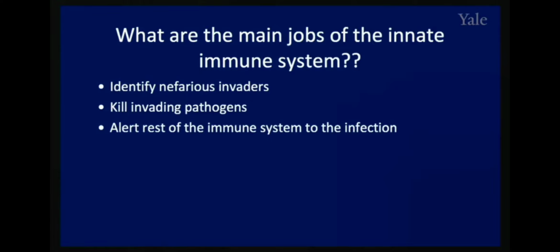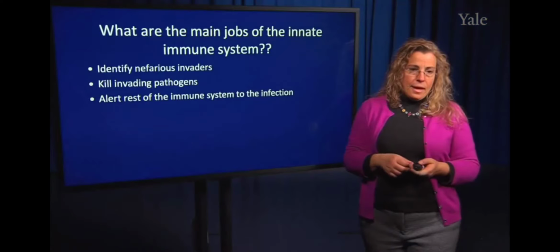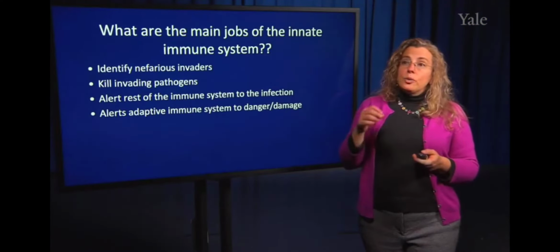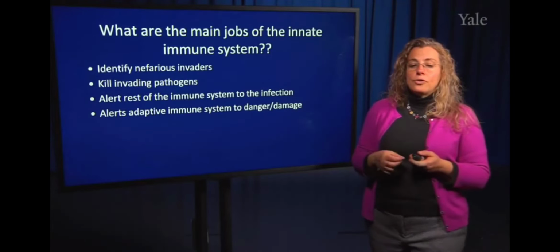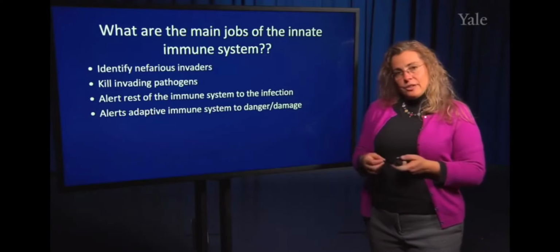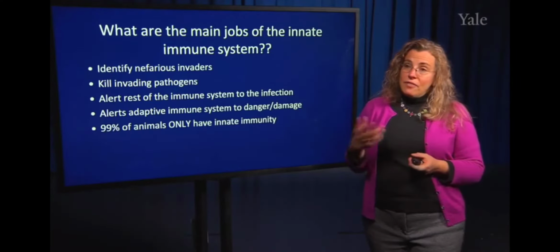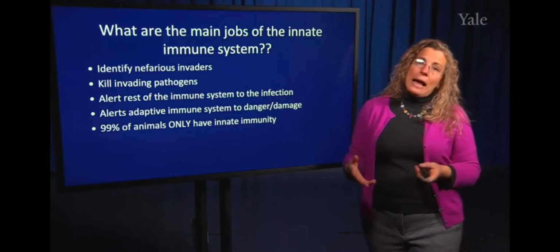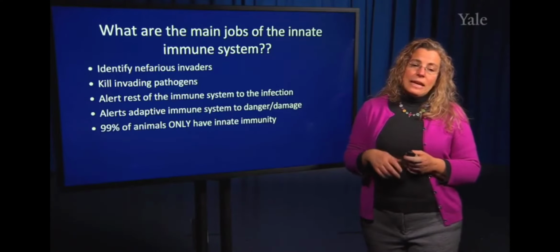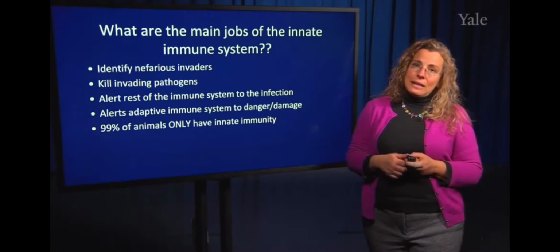So your innate immune system needs to be located along all those barrier sites. So you have a lot of innate cells in your skin, in your lungs, in your digestive tract, because those are the most likely places at barrier sites where a pathogen can first enter your body. In addition to alerting about infection, it can also signal that there's damage. And in fact, other than mammals, which all have adaptive immune systems, 99% of animals only have an innate immune response.